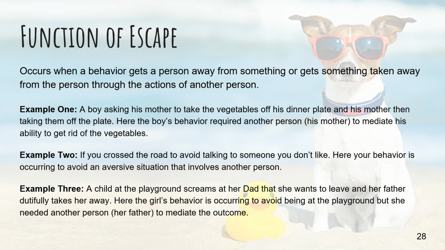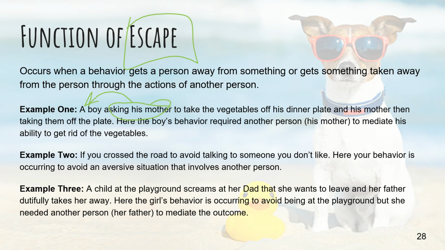The function of escape occurs when a behavior gets a person away from doing something that they don't want to do, okay, and this involves the actions of another person. Example 1, if a boy is asking his mother to take the vegetables off his dinner plate and his mother then takes them off his plate. Here the boy's behavior requires the other person, okay, so it's not a sensory behavior, it's socially mediated, okay, and his veggies are gotten rid of. Okay, so the behavior of asking his mother is reinforced by the veggies being taken off of his plate. So he's escaping eating his veggies.